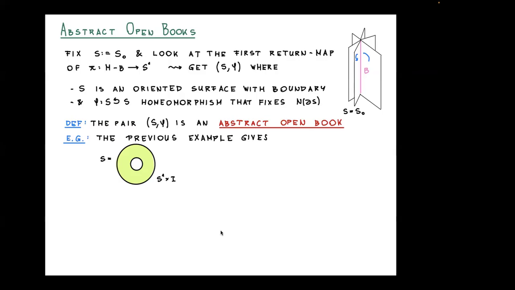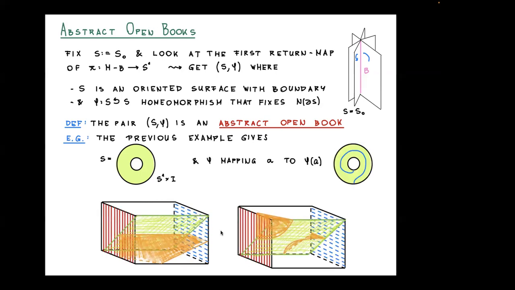So in this case, the previous example is giving me a page that is going to be an annulus. And what is the first return map? Well, that is significantly harder to tell. I'm trying to convince you that the first return map maps this curve A into this other curve, phi of A. So here's my curve A on the page.